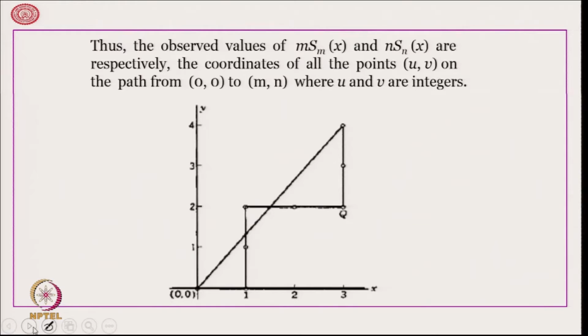Thus, the observed values of m S m x and n S n x are effectively the coordinates of all the points u v on the path from 0 0 to m n. So, for this example, from 0 0 we have gone to 1 0. Therefore, the first observation was an x. From 1 0 we go to 1 1.